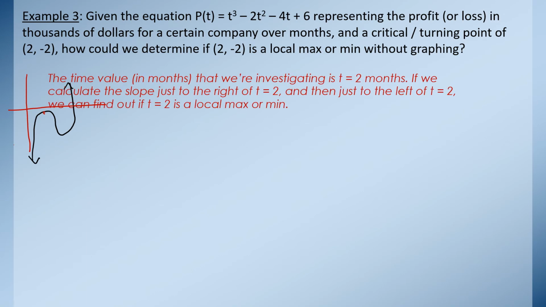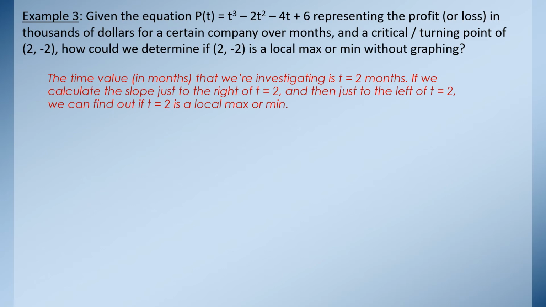We can calculate this. So we're going to look at the time value in months that we're investigating, t equals 2 months. That's the x value here. That's what we're looking at. If we calculate the slope just to the right of t equals 2 and then just to the left of t equals 2, we can find out if it's a maximum or a minimum. This is unlike our previous examples. In our previous example, the one we just had, we had an x equals 1.5.